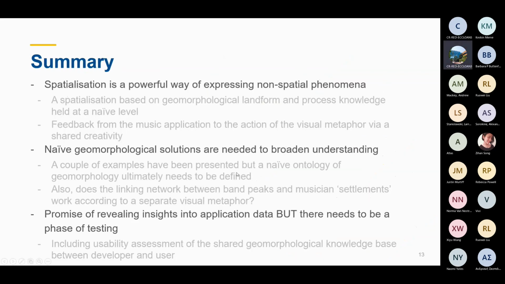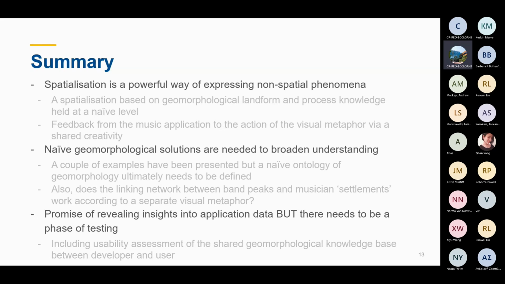So in summary, spatialization has been well established as a powerful way of expressing non-spatial phenomena. It borrows on our affinity with maps and landscapes. I've presented some naive geomorphological solutions, and these are designed to broaden understanding and tease out relationships with these musicians and bands. So there's promise of revealing insights, but there's a lot of work to be done.